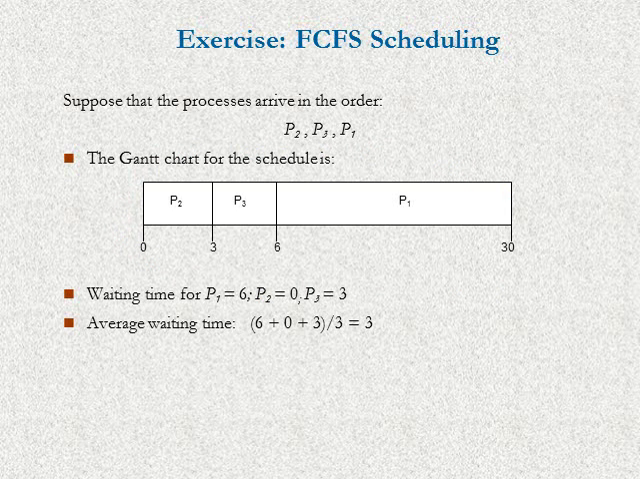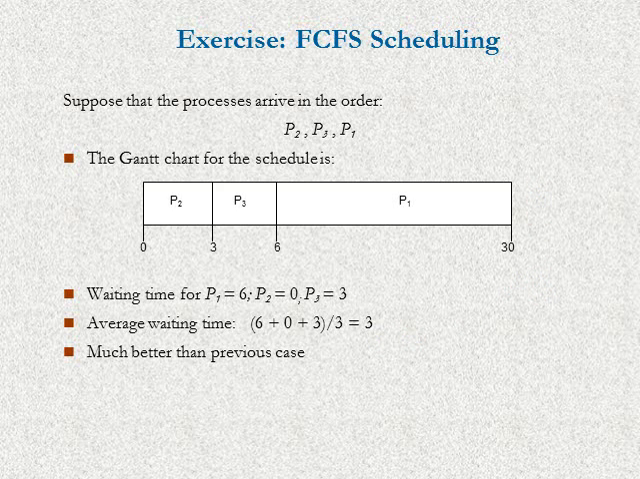You may have also concluded that the waiting time for P2 is 0 seconds, for P3 it is 3 seconds, for P1 it is 6 seconds. So I have placed all of these waiting times in here, and to get the average waiting time we will just add them and divide by the number of processes to get this value. So this is the average waiting time for this particular exercise.